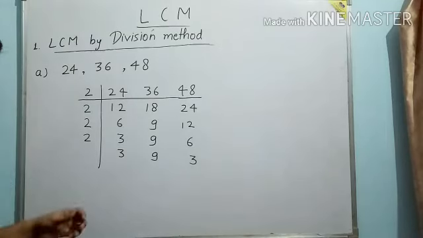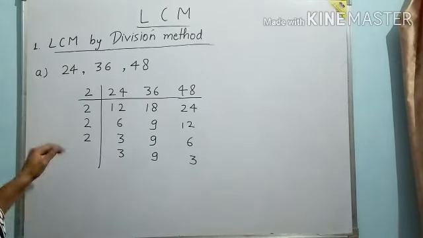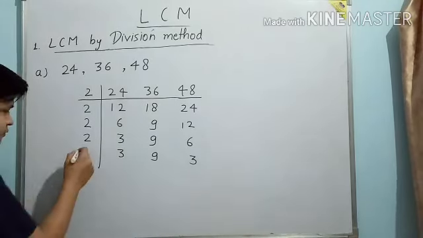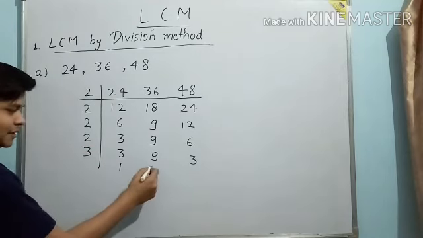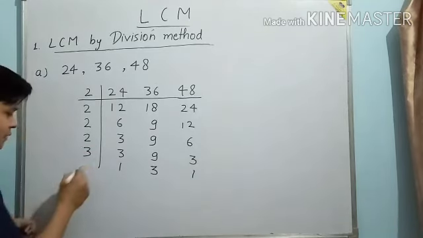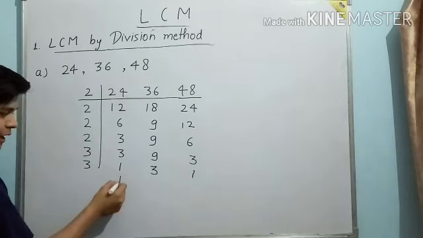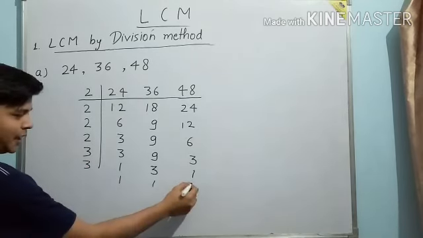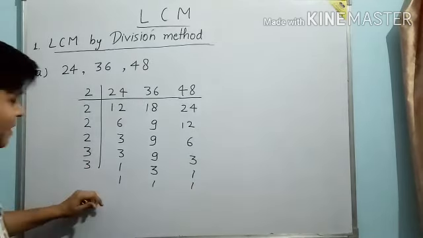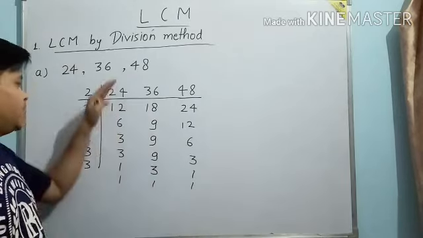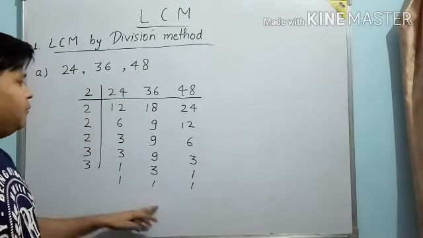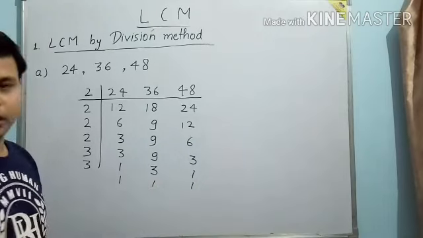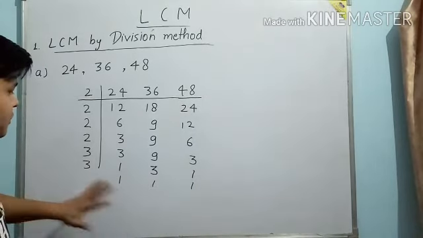So now we will move forward to the next prime number, that is 3. So 3 1 time, 3 3 times and 3 1 time. So once again 3 1 will be written as it is, 3 1 time and 1 as it is. So at last we must get 1 below every number, like here 1, 1, 1. So here this method is finished.